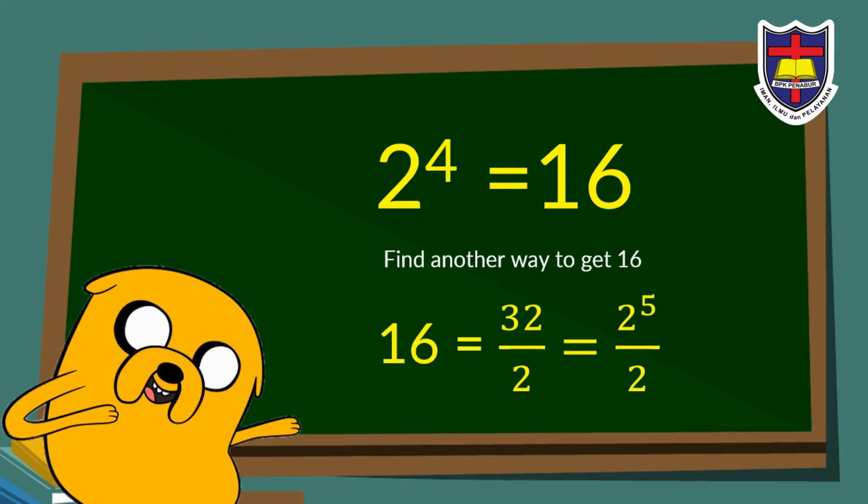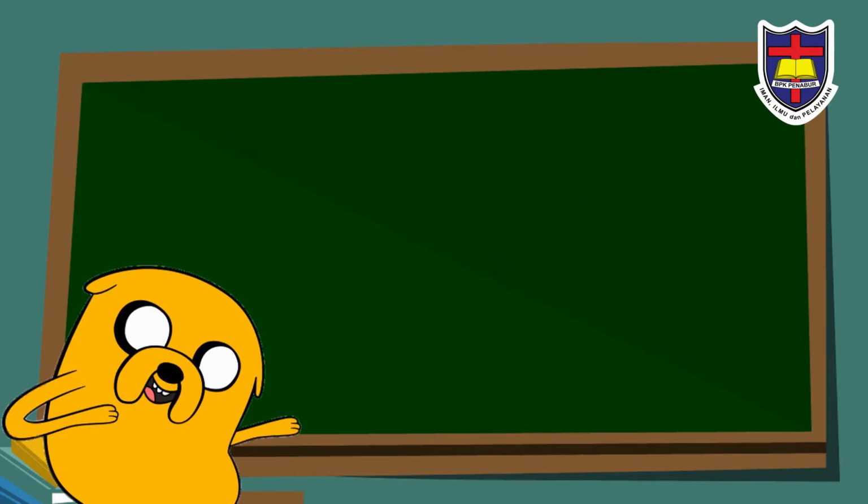16 equals 32 divided by 2. 32 is equal to 2 to the power of 5. So we've got 16 as 2 to the power of 5 divided by 2. So now let us see the pattern in here. First, we can say that 2 to the power of 4 equals 2 to the power of 5 divided by 2. It's the same, right?